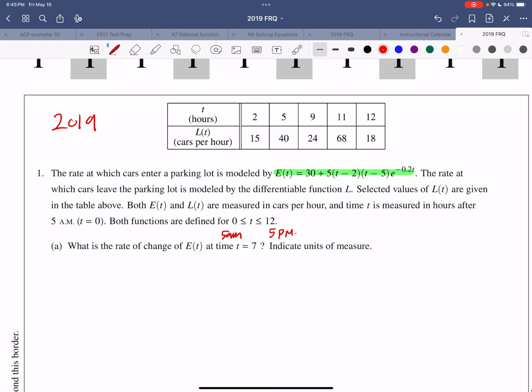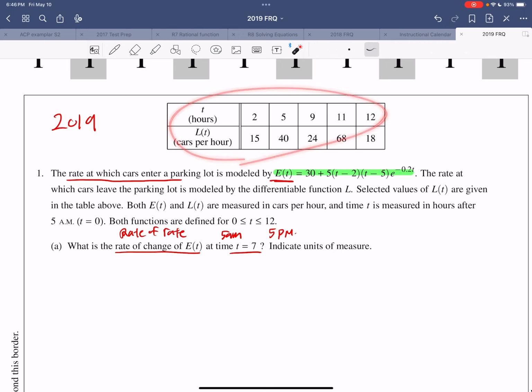The question asks what's the rate of change of E of t, cars entering at time t, and to indicate units of measure. Do you see this one already talks about the rate? So when you say rate of change, it's going to be the rate of the rate. You have to be careful with this. This one represents cars leaving, and this one represents cars entering. The only thing you have to do is cars entering.